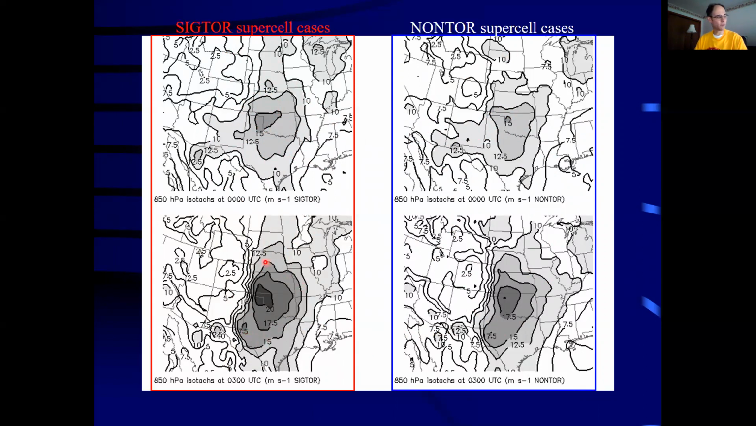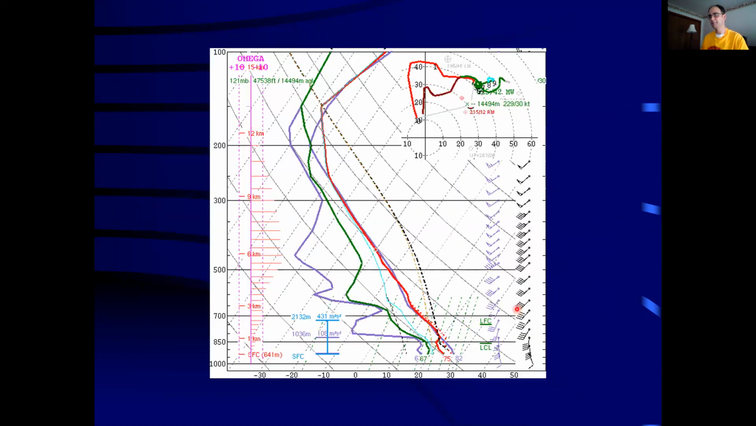However, if we look forward 3 hours, we can see that the low-level jet is quite a bit stronger here. And again, this is a composite of many, many cases, reaching upward of 20 meters per second. So that's 40 miles per hour here. And it is a bit weaker here in the non-tornadic cases.